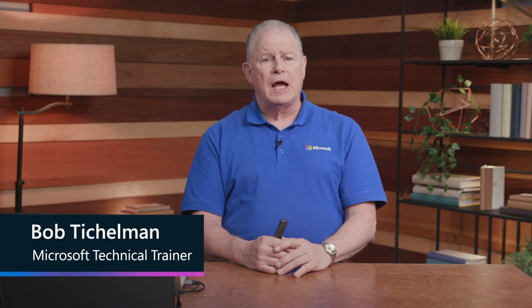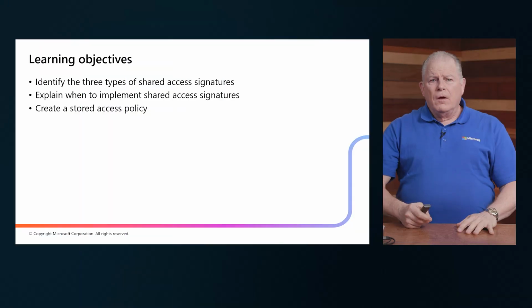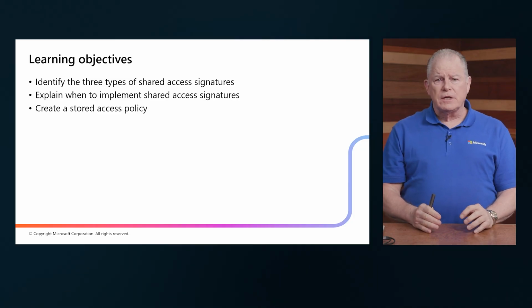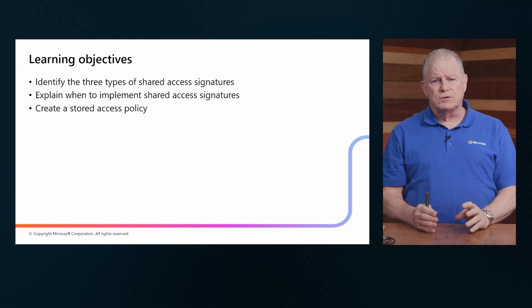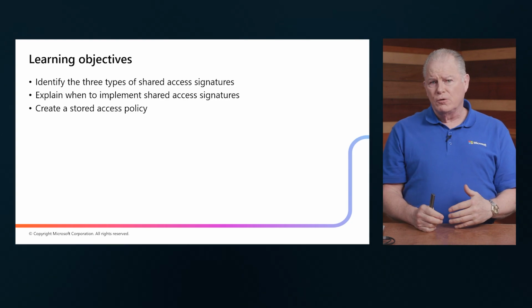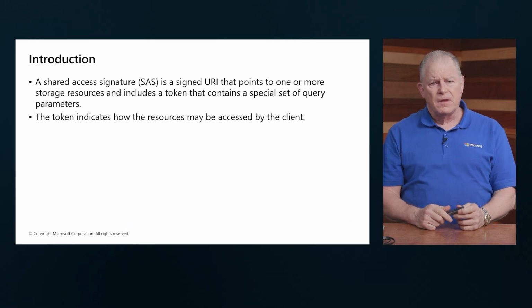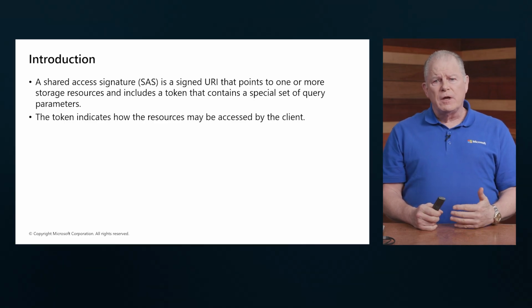I'm excited to be your guide for this Module 3, Implement Shared Access Signatures, part of the Authentication and Authorization Learning Path as part of the AZ-204 course. We're going to take a look at the different types of SAS tokens that are available to us, and we're going to see how you can use these shared access signatures to gain access to resources. And we're going to show you a way to do a bulk edit or access to these using a thing called an access policy.